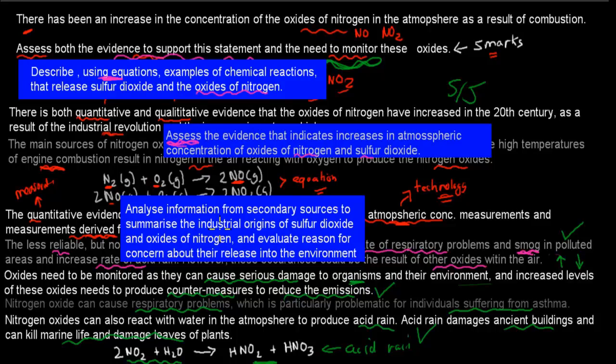And this dot point talks about why we need to monitor. This is analyze information from secondary sources to summarize the industrial origins of sulfur dioxide and oxides of nitrogen, and evaluate reasons for concern about the release in the environment. So this was the second part of that question, talk about reasons why we need to monitor these changes. That comes from that dot point. This question has like 2 main dot points, which are this one and this one, that this question comes from.